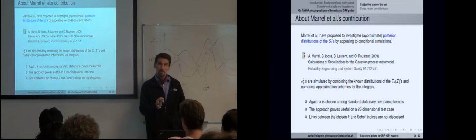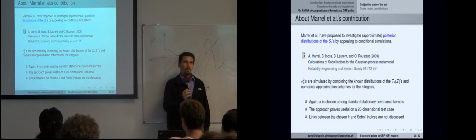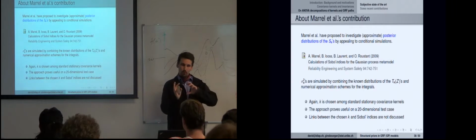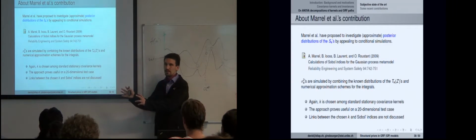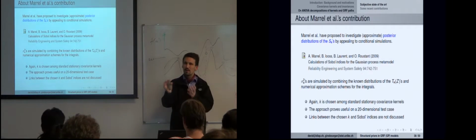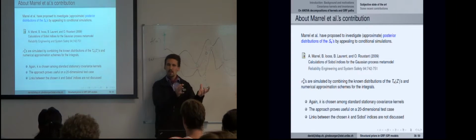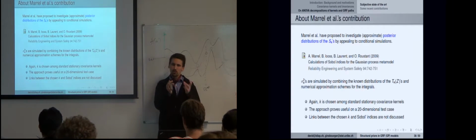So now you see me coming. In the first part of the talk, we were focusing on designing kernel K, and now we are speaking about applying sensitivity analysis on a GP model. And then I'm starting to wonder, what is the relationship? How can I choose K if I want to do sensitivity analysis? Maybe I don't want to choose an arbitrary K.